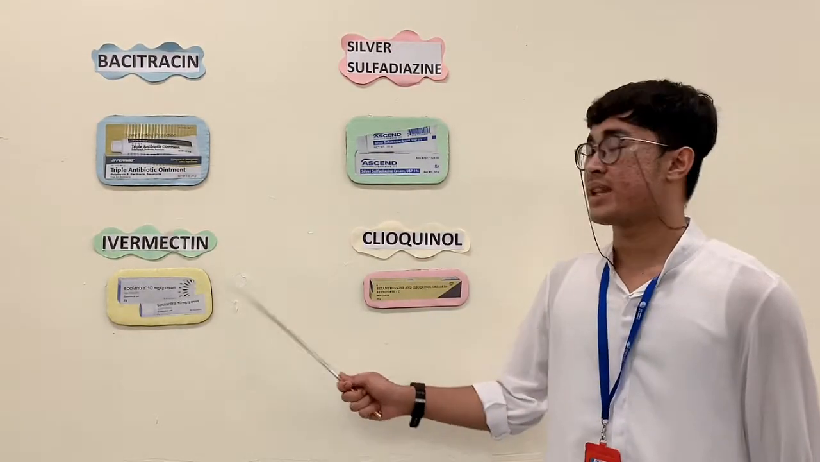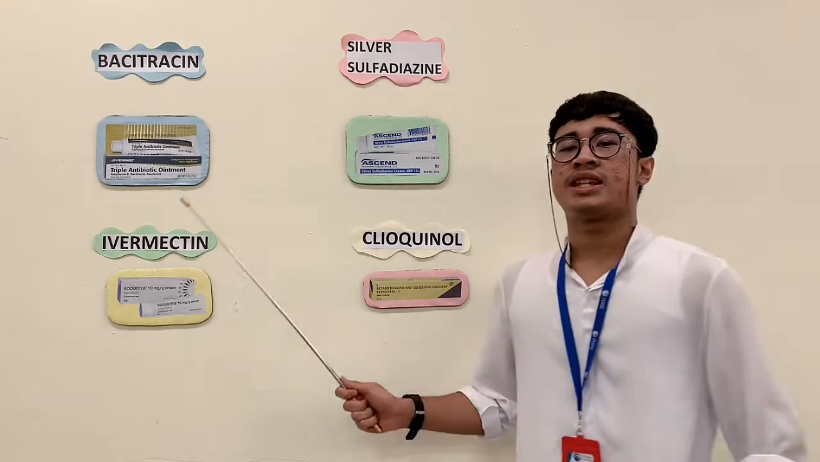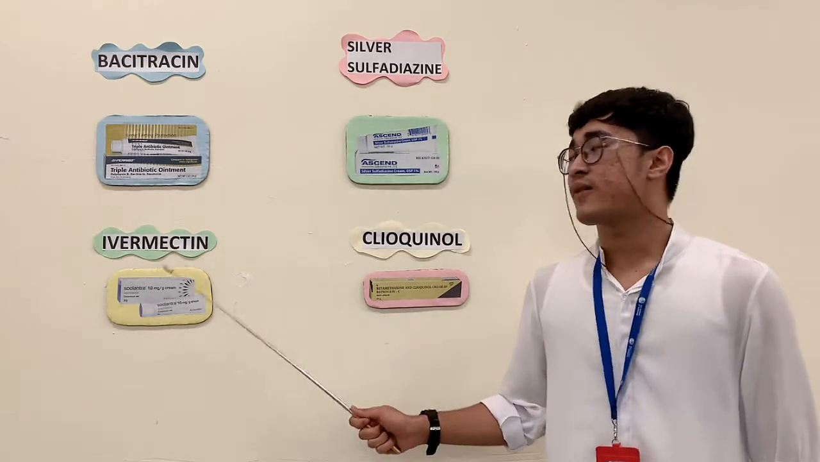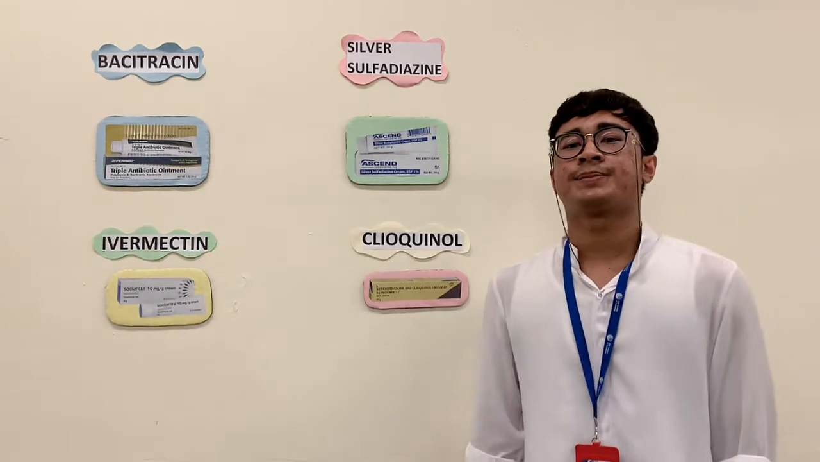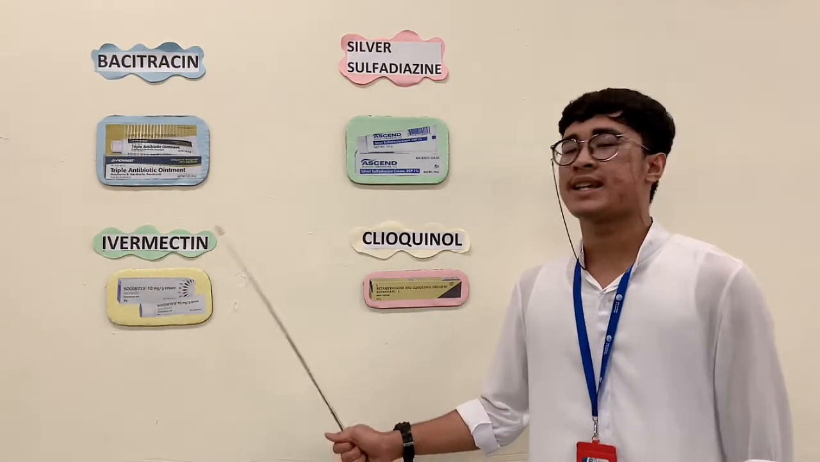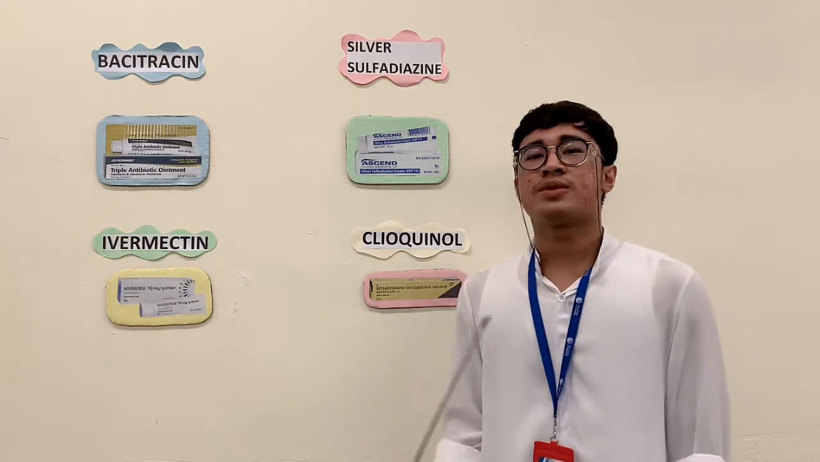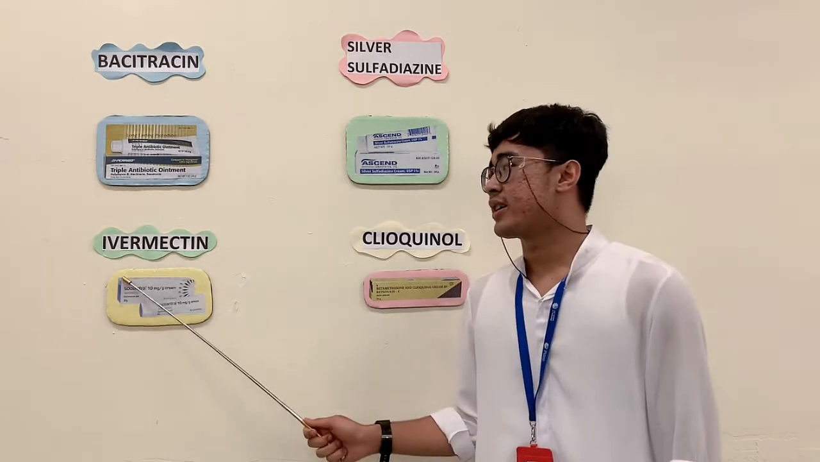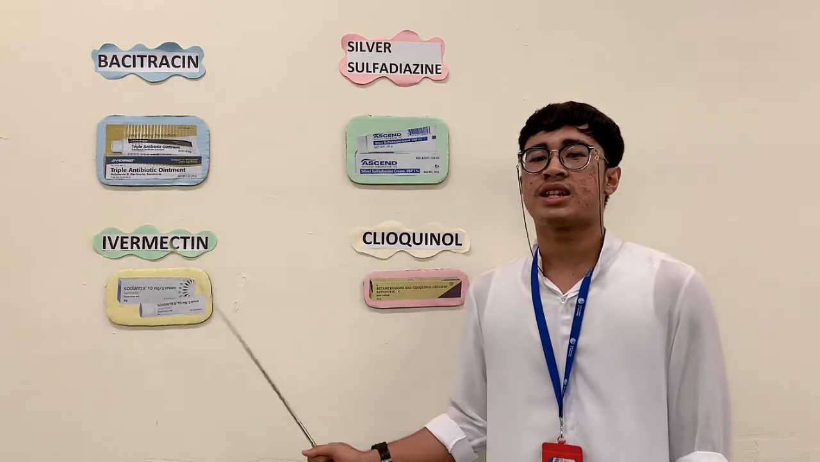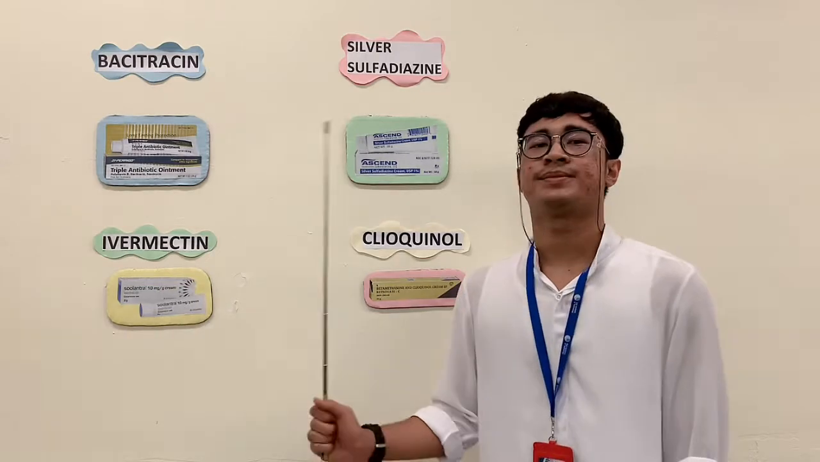Okay, for the side effects, first we have ivermectin. Ivermectin can cause burning, itching, redness or stinging of the skin. It can also cause dry skin or itchy eyes. Next, ivermectin can also cause dandruff, excessive tearing, and dry skin.